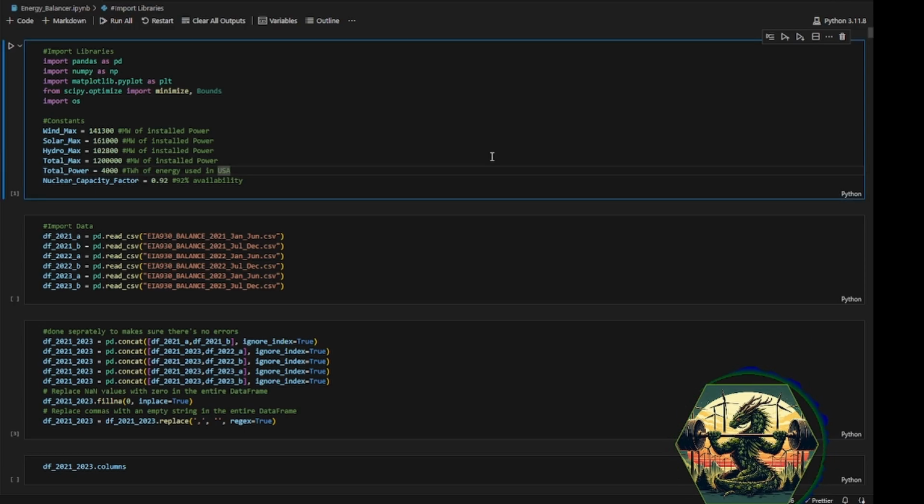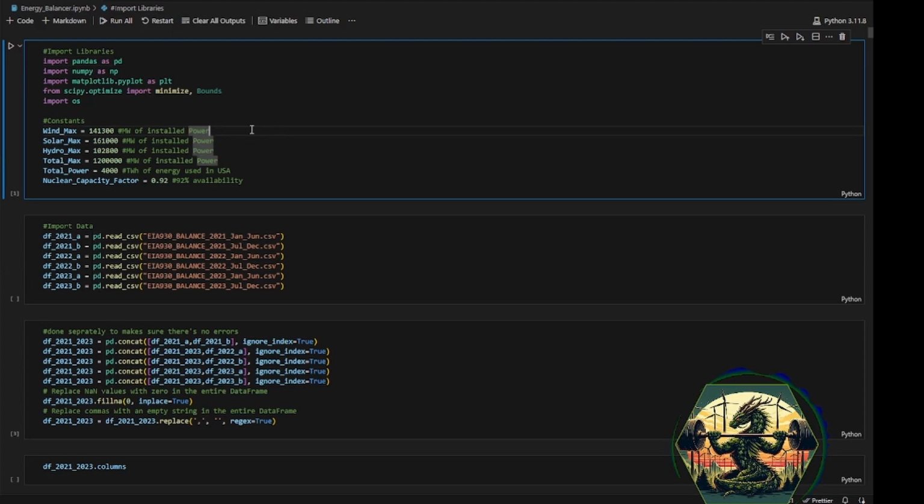So we can start right here at the first section. All you do is import the libraries we need and input our constants to show how much installed energy there is in the United States, along with how much power it uses per year. Don't get bogged down too much with it. Pandas just helps you read Excel files. NumPy is for mathematics. Matplotlib is to plot the data. SciPy Optimize is like Solver in Excel. It basically just solves the function. And then OS just allows me to save it to different areas in my drive.